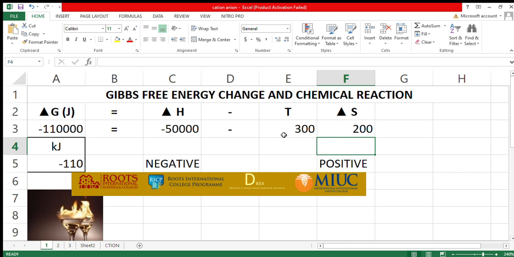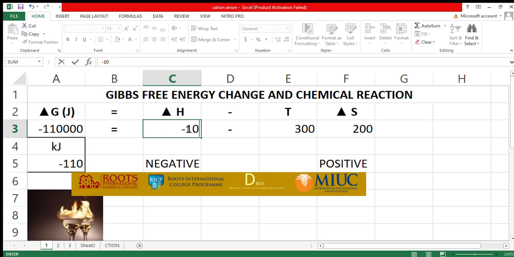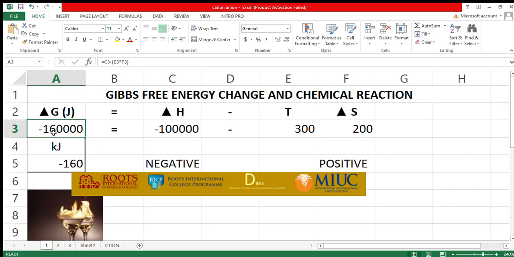Let's see the effect of changing the enthalpy change. As it is 50,000 kilojoule exothermic, I try to make it 100,000. As you can see, it is more feasible.